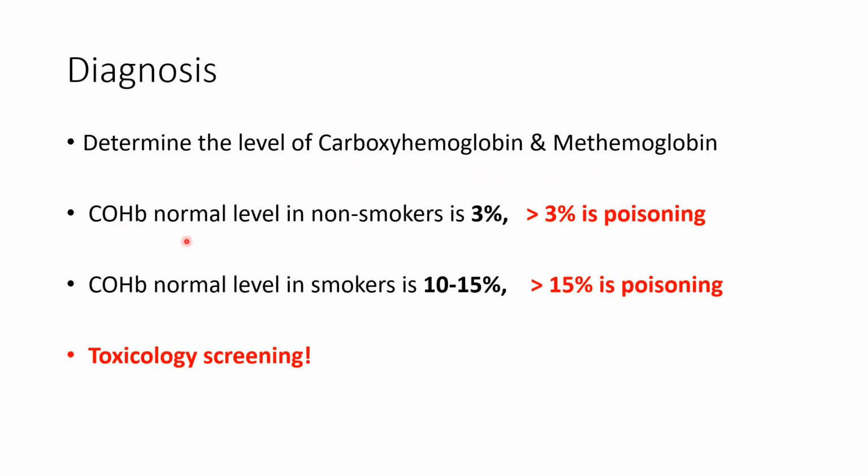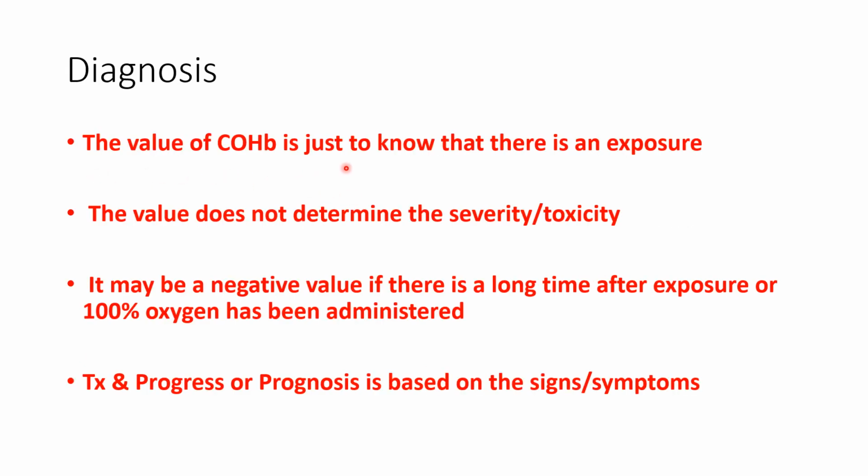The carboxyhemoglobin normal level in non-smokers is 3%. When it is greater than 3% in non-smokers, that is carbon monoxide poisoning. In smokers, values between 10 to 15% are still tolerable to them. They could cope with that. Once it is greater than 15% in smokers, that is carbon monoxide poisoning. Then we call for toxicology screening. The value of carboxyhemoglobin is just to know that this individual has been exposed to carbon monoxide.